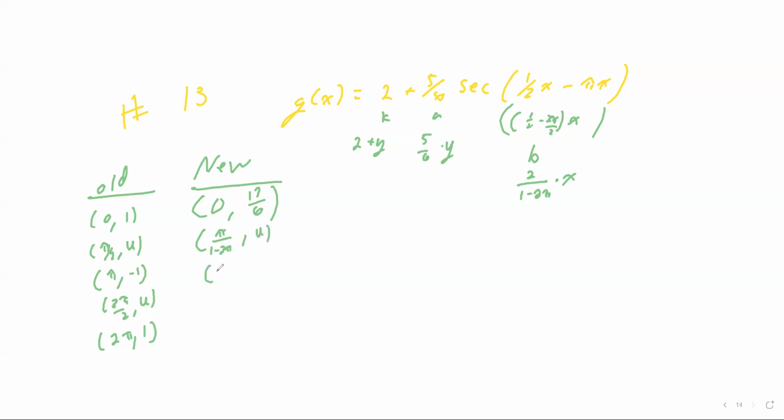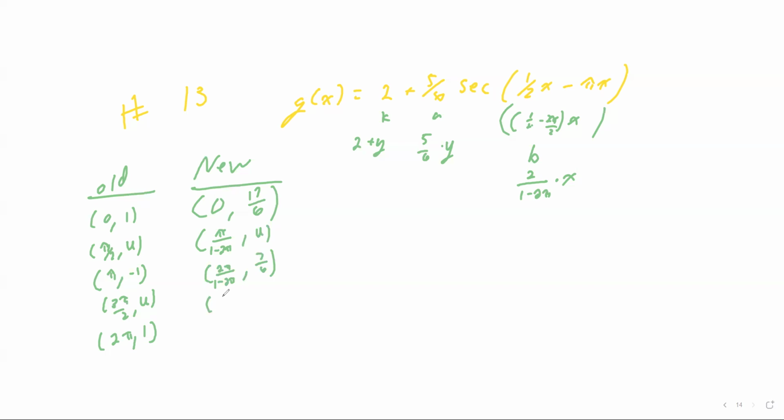And then here, at pi, the 2 won't cancel this time. So this time it would be 2 pi over 1 minus 2 pi. And then this one would now be negative 5/6 plus 2, so 12 minus 5 is 7. So this would be 7/6.